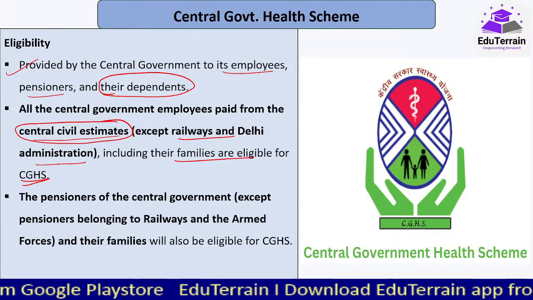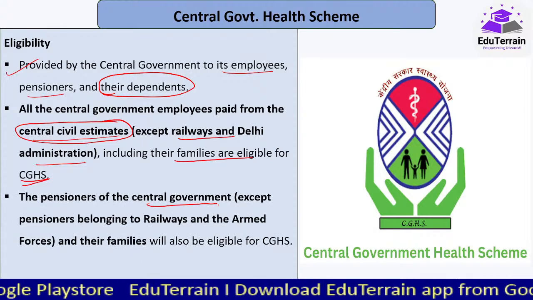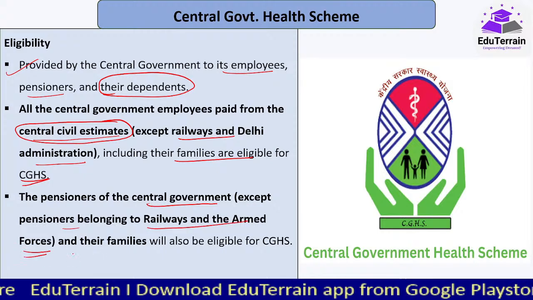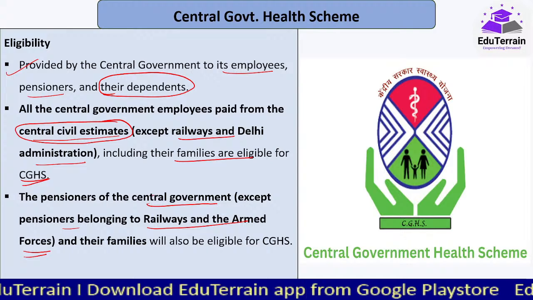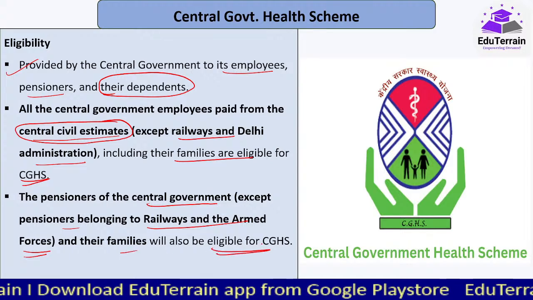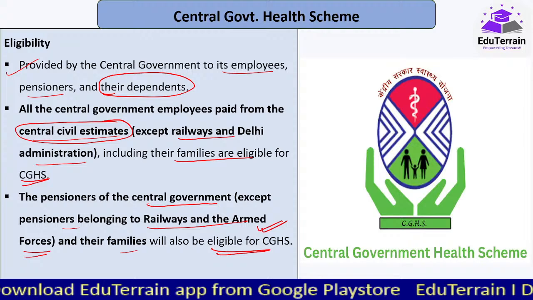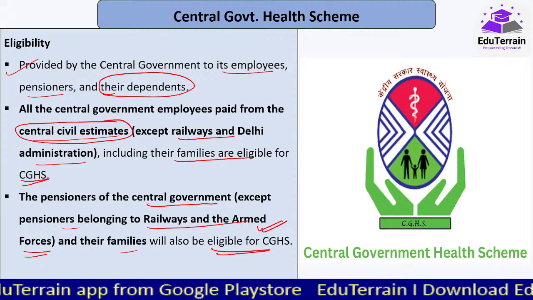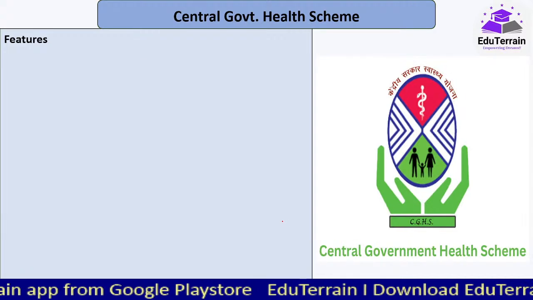Now, when it comes to pensioners of the central government, except pensioners belonging to railways and the armed forces, because they have again separately. So, their families will also be eligible for this Central Government Health Scheme, under which whatever treatments are available, they can avail them free of cost.